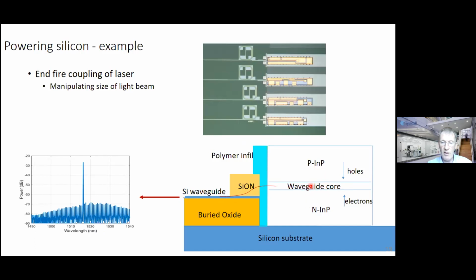Our photon inside the semiconductor is more like 1 micron in size. So we have to shrink it down in size by gently manipulating the light from the waveguide core in our laser into the silicon waveguide. And then we have our light coupled in.